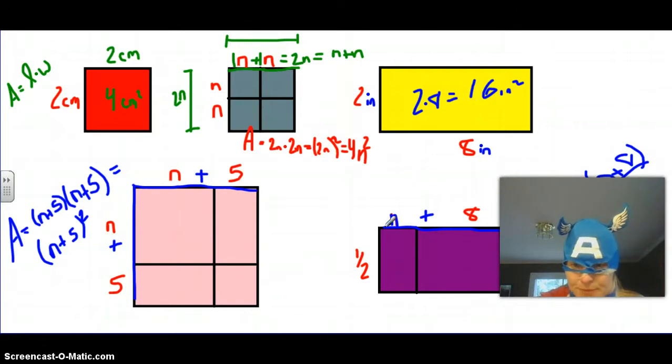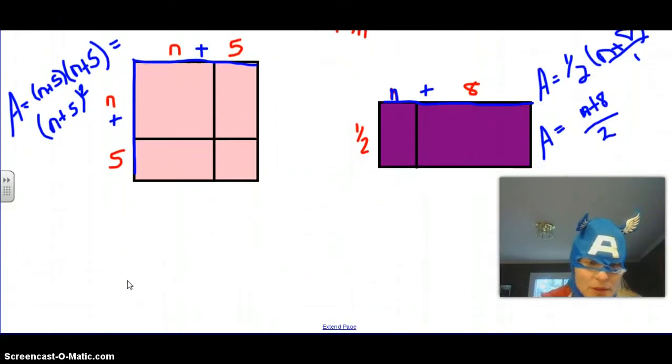Same thing here. This length is a certain number, and then this is 8. So we might say, okay, let's say n is 3. So 3 plus 8 would give me a length of 11. But we don't know what this is, so we leave it as n. Okay? So the biggest thing to know is that we're going to add these lengths together, and then area is length times width.